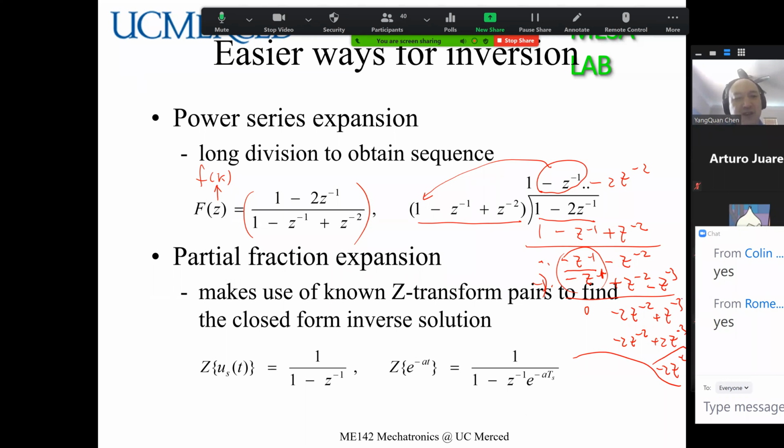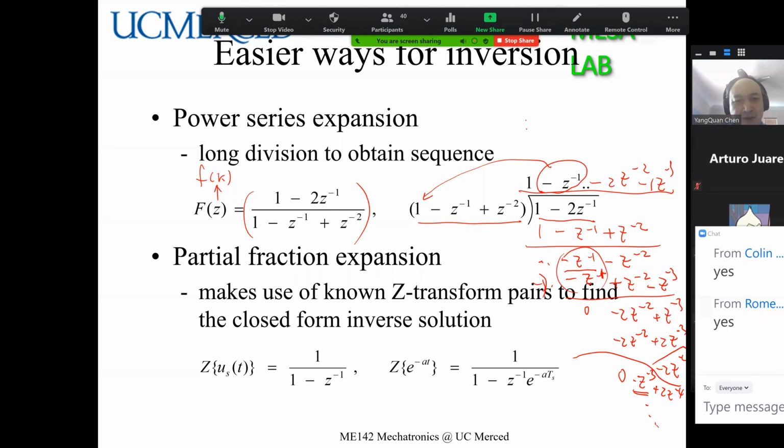So I keep doing this. I got a 0, then I have a minus 1, z minus 3. Then I have a positive 2, z minus 4. So here you know that I need to put minus 1, z minus 4, 3. Then you can continue this, so you get something like that, okay?